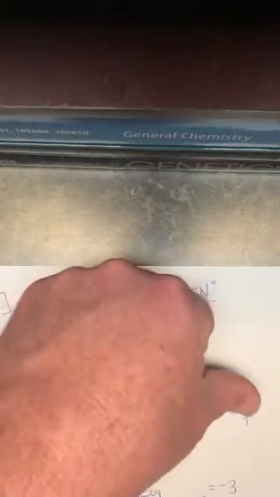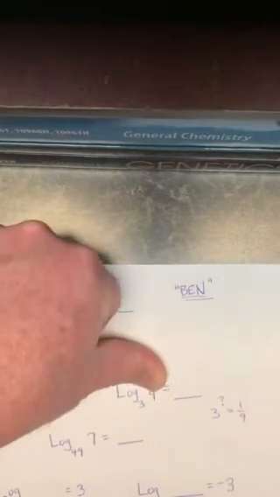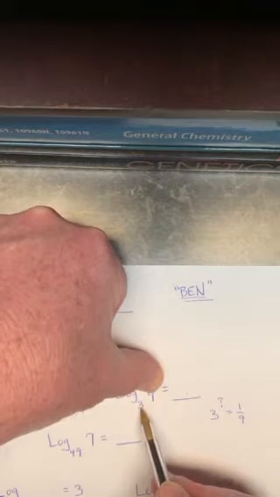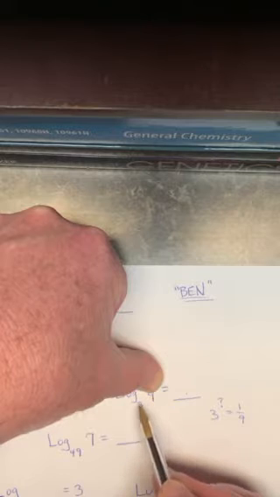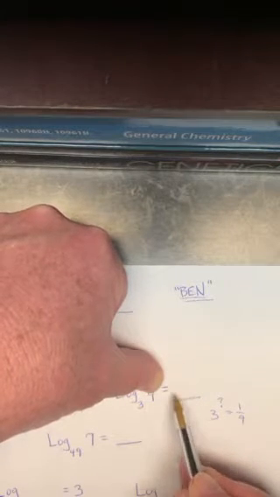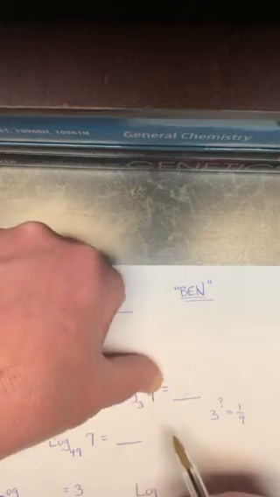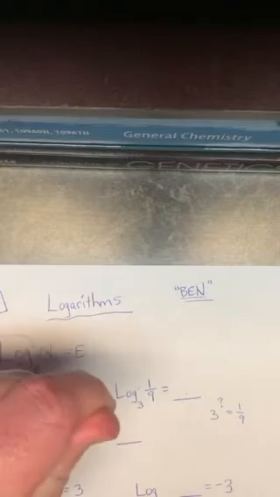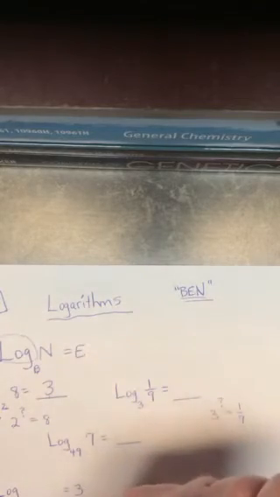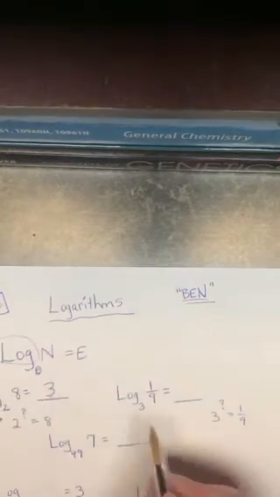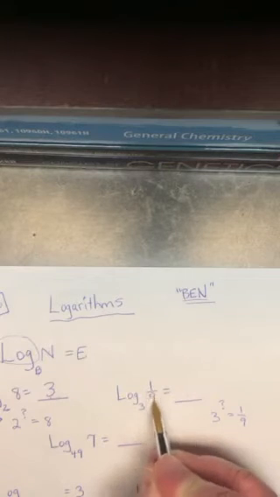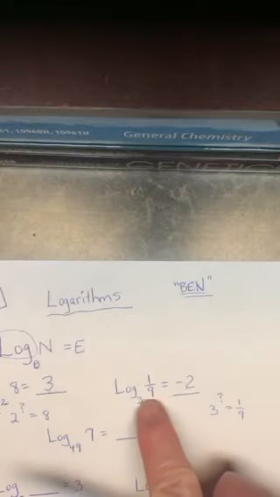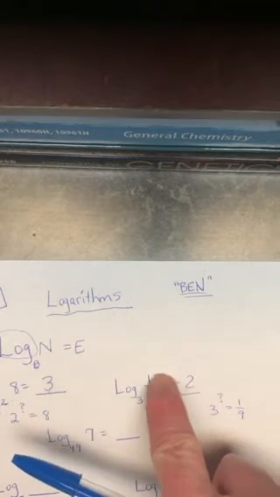Okay, now careful. Isn't the key number here the 9? If that said log 3, 9 equals blank, isn't 3 to the second power 9, right? 3 squared would give you 9. But since that 9 was flipped over and it says 1/9, remember the rule that negative exponents get flipped over. So the only way 3 can turn into a 1/9 is if you raise it to the negative second power. 3 to the negative second is 1/9.